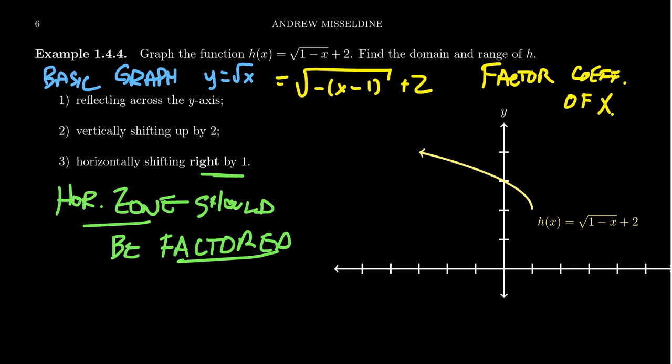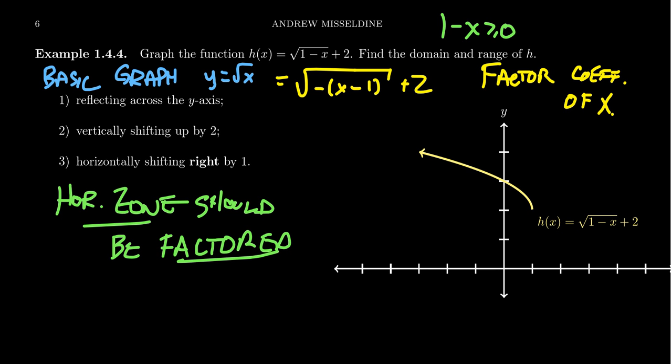So we've correctly identified the transformations in play here. What does this have to do with the domain, right? One thing we can see here is this is a square root function. The horizontal zone is going to affect the domain of this thing, right? We could then look like 1 minus x is greater or equal to 0.